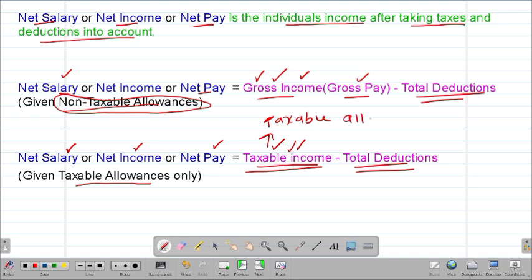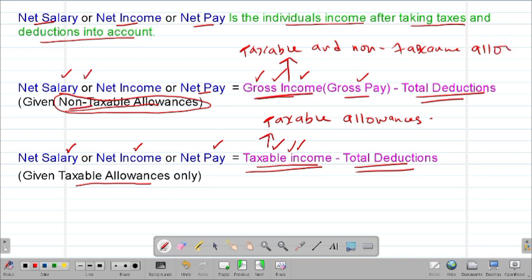It only takes into account taxable allowances. But gross income takes into account both taxable allowances and non-taxable allowances. So for the case of net salary, if there is non-taxable allowance, here we talk of gross income or gross pay minus total deductions. If there are no non-taxable allowances, that means that we only have taxable allowances. Then we talk of taxable income, then minus total deductions.